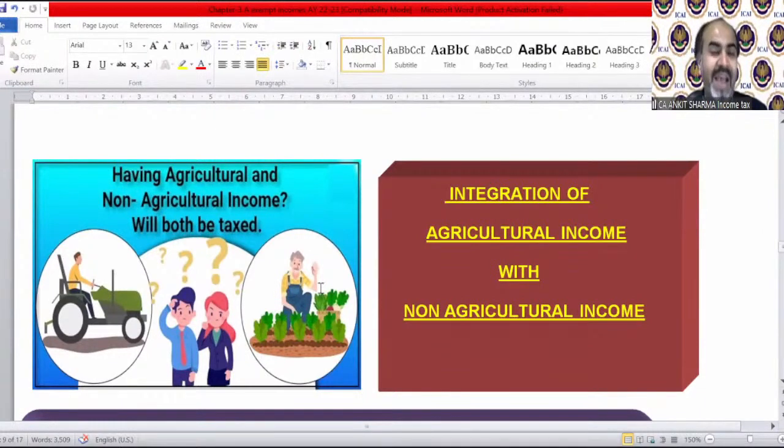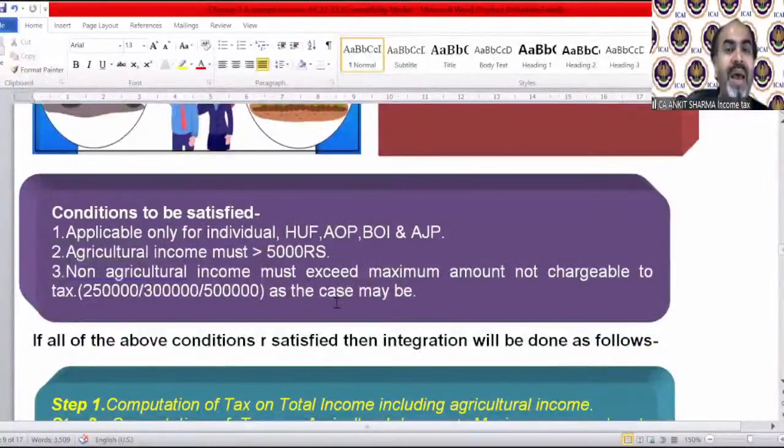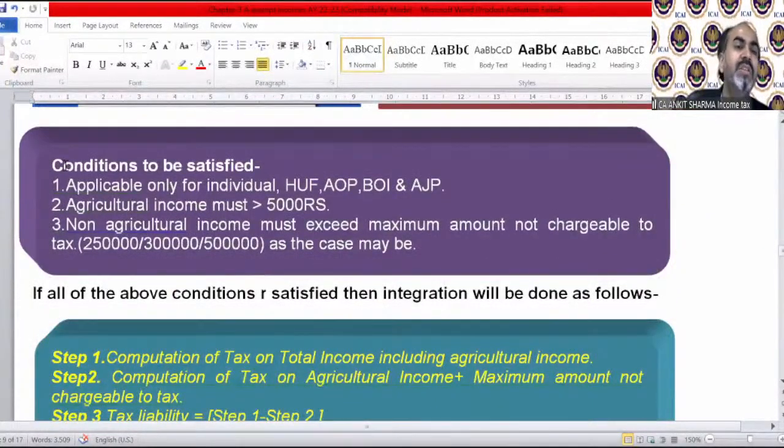So the government decided that if you are a pure farmer, we will not charge any tax from you. But if you have income which is agricultural and other than agricultural also, now you are not a pure farmer, then we will charge tax from you, but in a different way, not as per the normal provision. That is called the integration provision. This is the process we need to follow to apply these provisions.